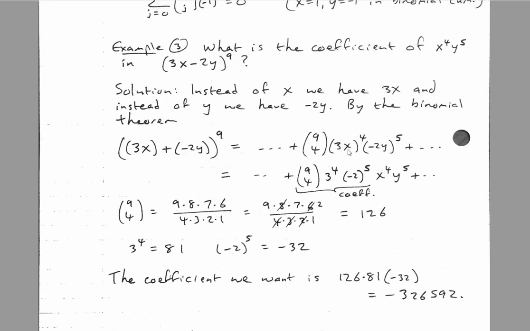Remember the rules for exponents: the quantity 3x to the power 4, that's 3 to the power 4 times x to the power 4. And this breaks up as negative 2 to the power 5 times y to the power 5. So this is more complicated. We have some extra numbers, but this is the coefficient we're looking for.